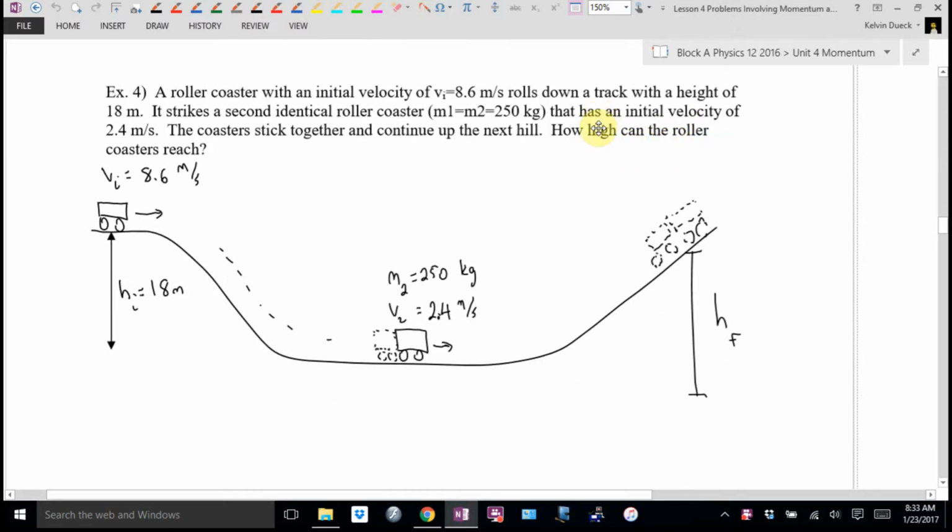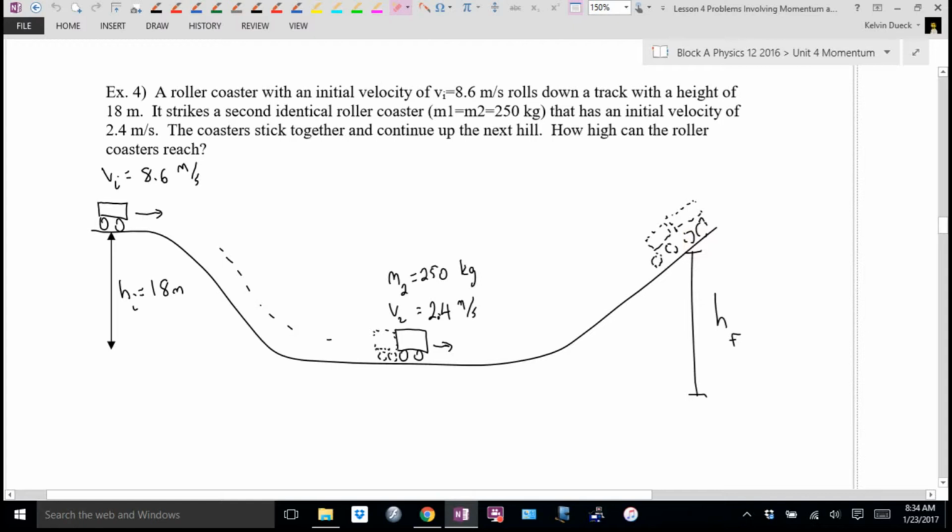A roller coaster with an initial velocity VI of 8.6 meters per second, as is obvious from that well-drawn diagram, rolls down a hill. It strikes a second identical roller coaster right here. This identical roller coaster was also already moving at 2.4 meters per second. So I guess this first roller coaster kind of rear-ends it and they stick together. How high will they reach up the next hill?